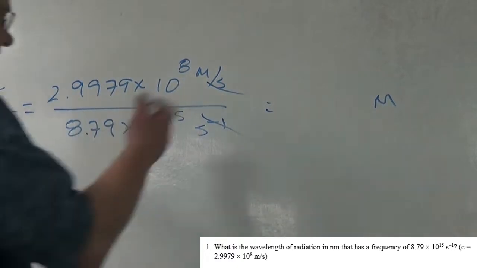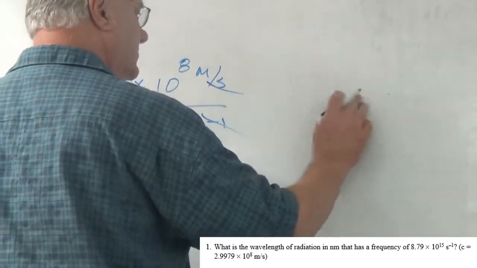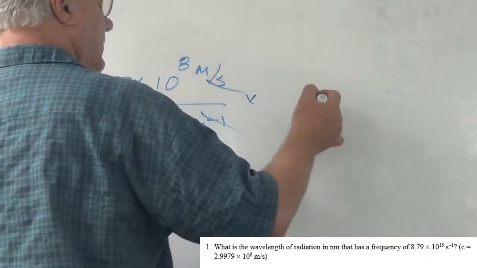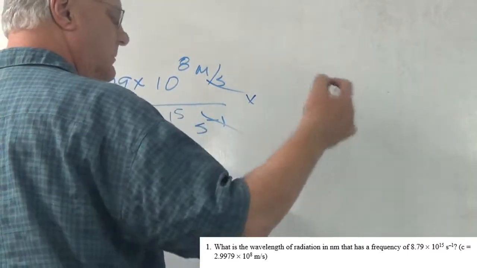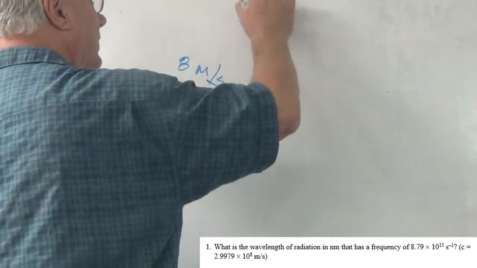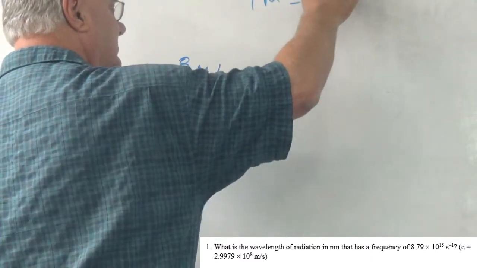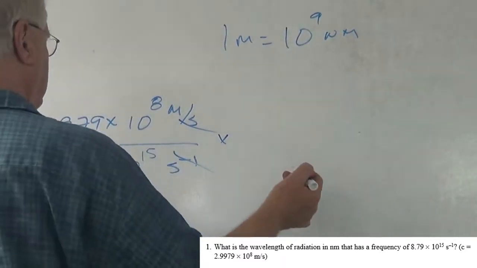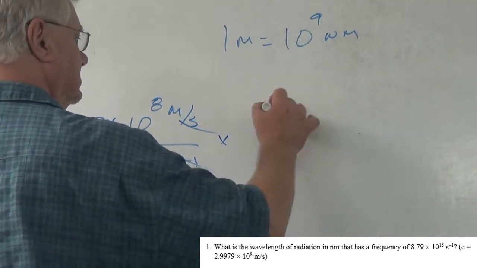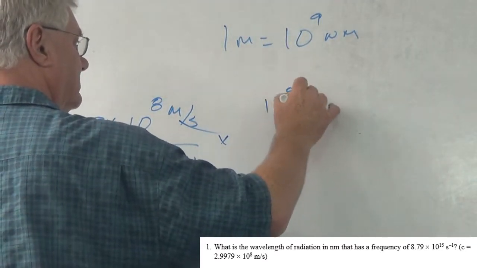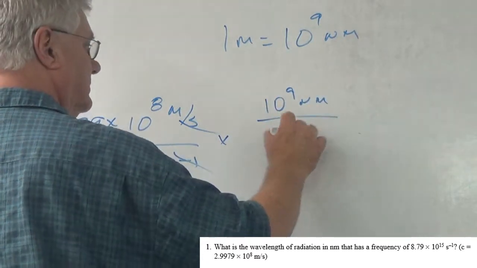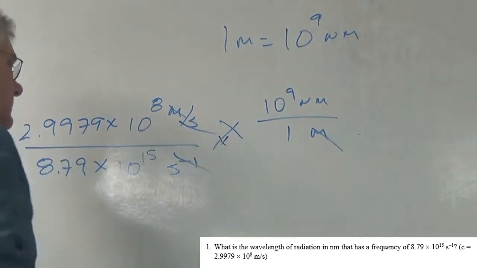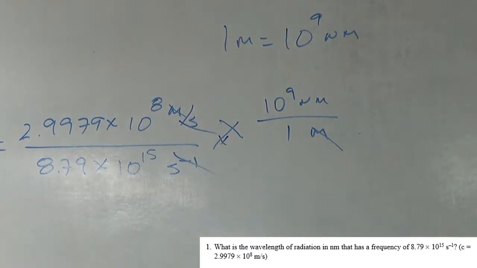And so, in fact, you can even put it in this calculation if you want. Just do it all in one step. Milli, micro, nano, 1 meter is equal to 10 to the 9th nanometers. And so you multiply this times 10 to the 9th nanometers over 1 meter, and the meters cancel. Okay? Everybody see how to set that one up?